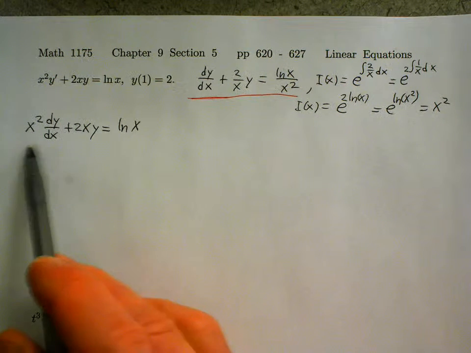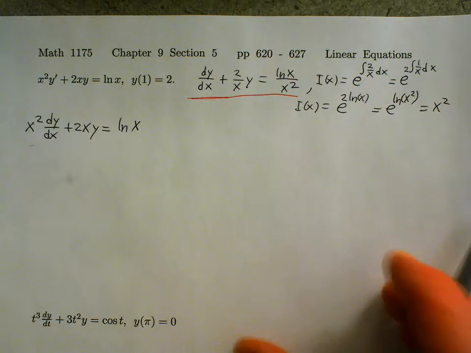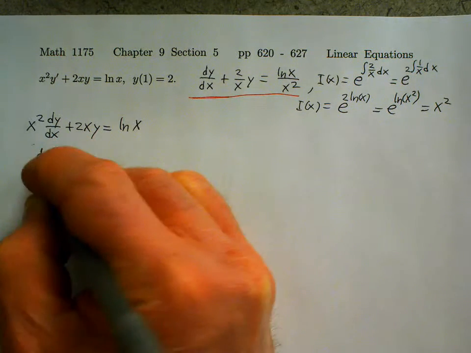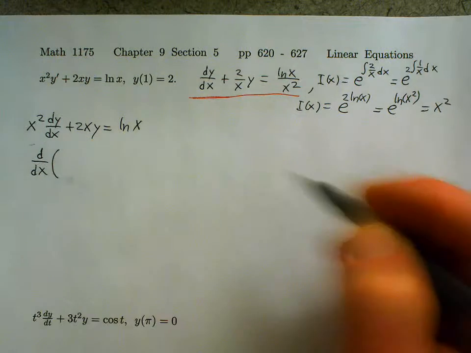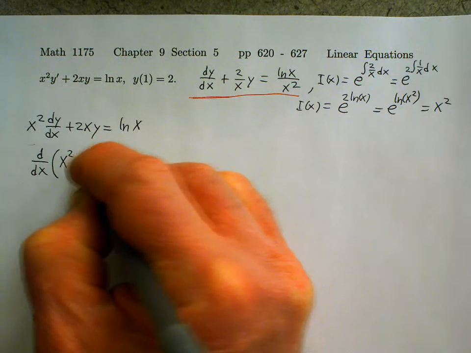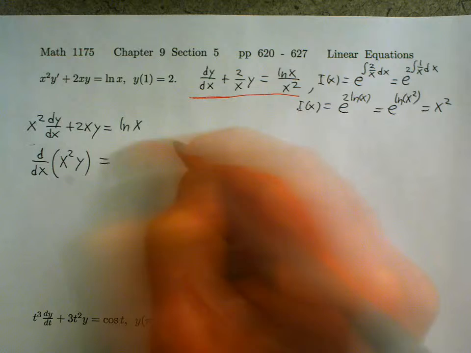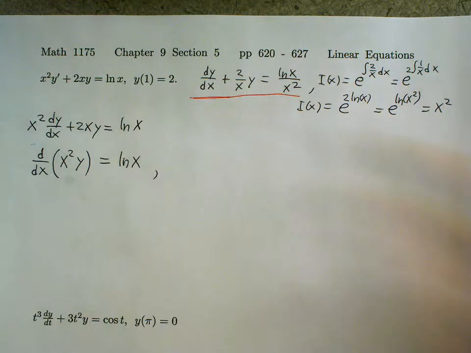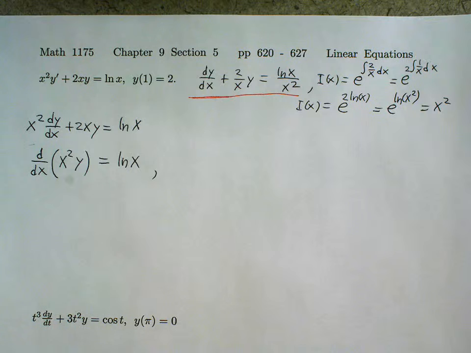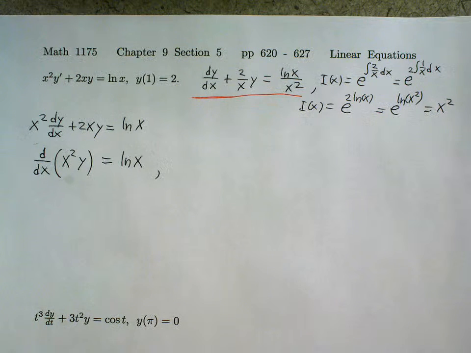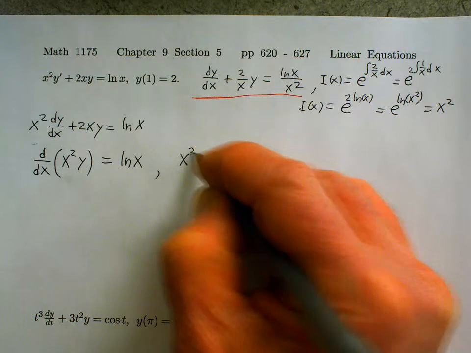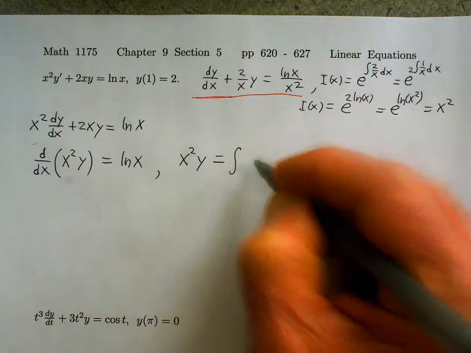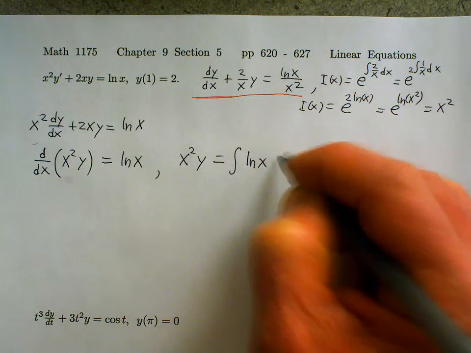Okay, so the left-hand side is the derivative of a product of two functions. So it's the derivative with respect to x of the product x squared times y. And that's equal to the natural log of x. Then we integrate both sides. So the left-hand side becomes x squared times y. And the right-hand side is the integral of the natural log of x dx.